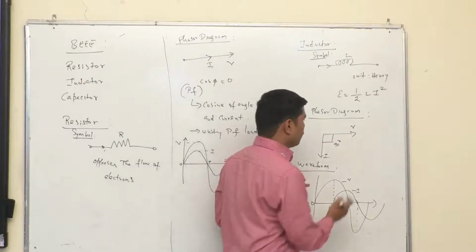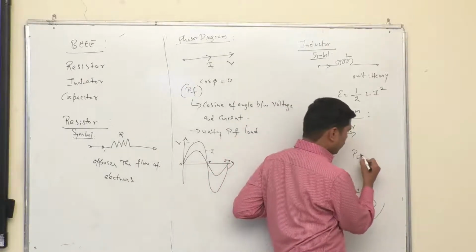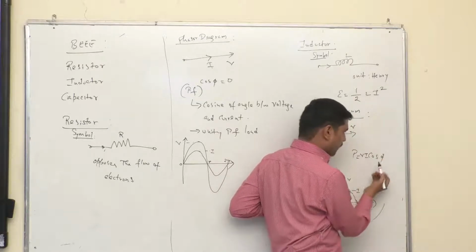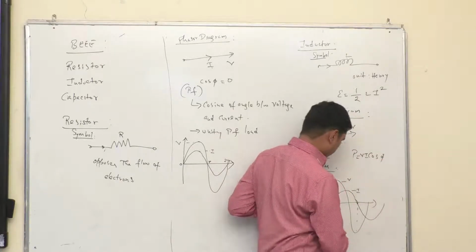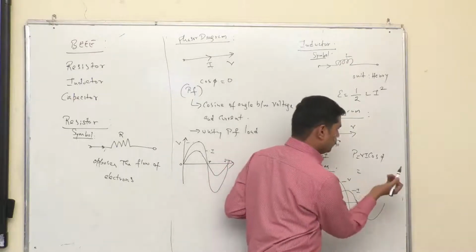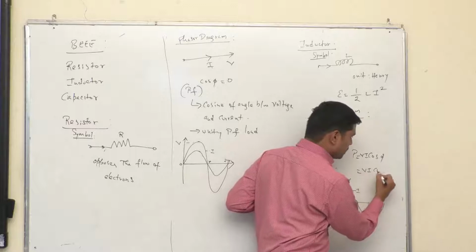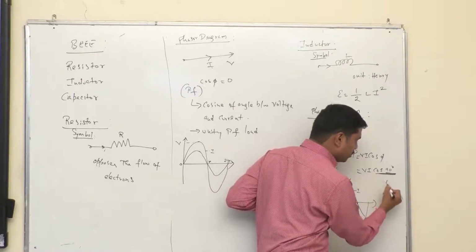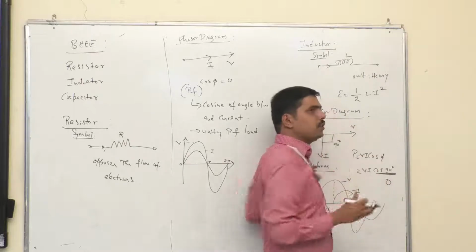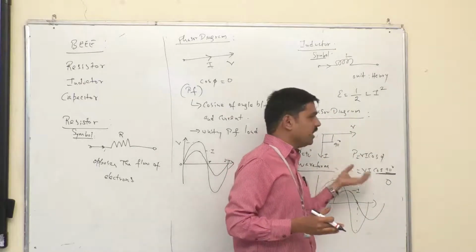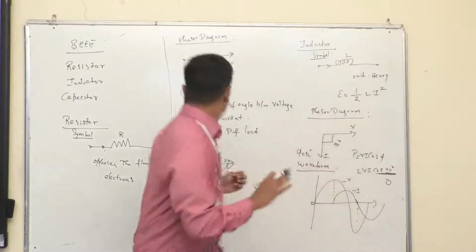For example, power is equal to VI cos phi, for single phase power. Here the phase angle is 90 degrees, so it is cos 90. Cos 90 is nothing but 0. So the entire power is 0 if you use a pure inductive load. That means all the energy is absorbed by the inductor.